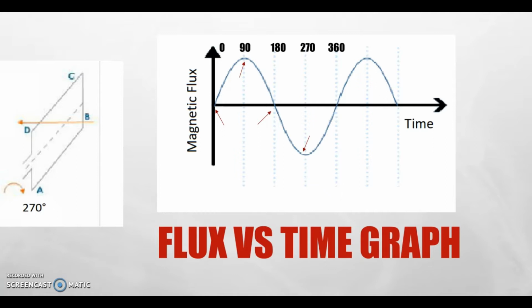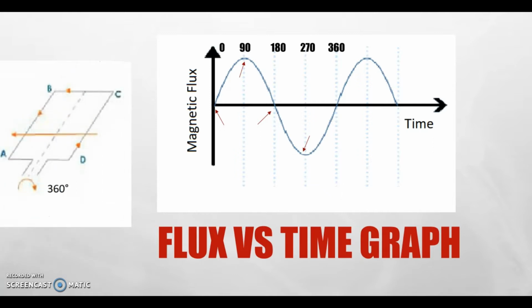Next, the coil rotates back to 360 degrees and it is the same as the initial position. Thus, there will be cutting of magnetic flux, the magnetic flux will be zero and there will be EMF produced.